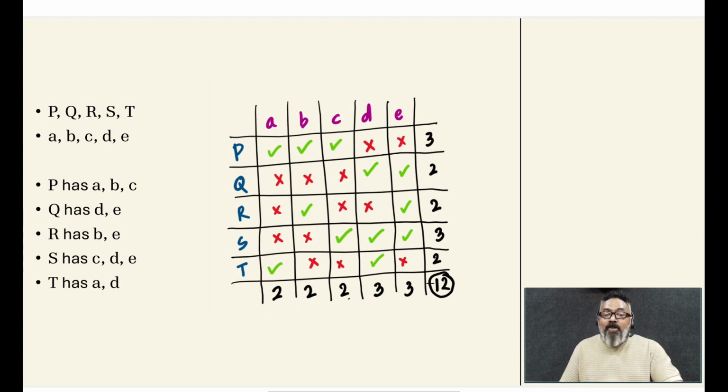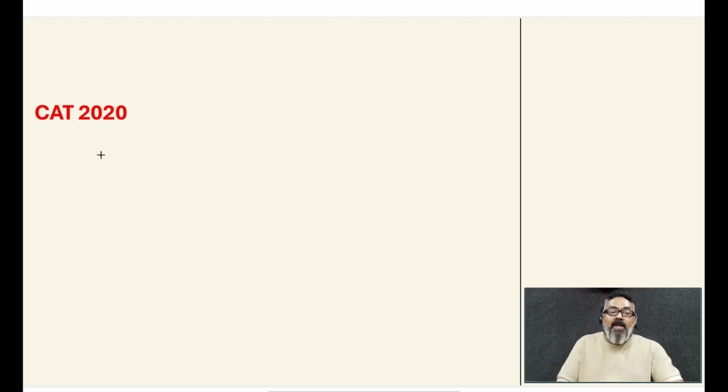You can see these numbers here, the total comes to 12, and this is something that we can use in some of the very seemingly difficult sets. This makes life very easy. So let me pick up two examples. I'll start with a set from CAT 2020.